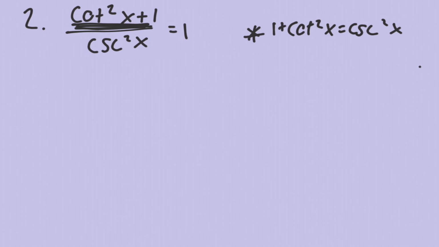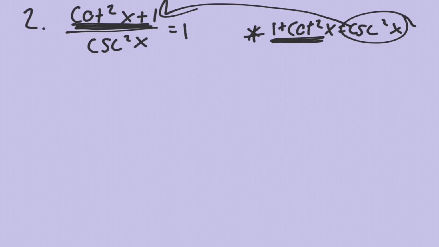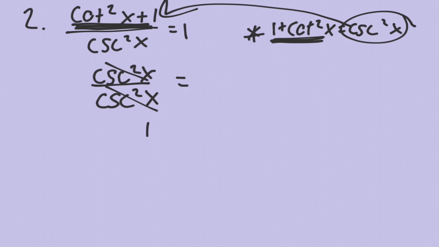So this is just side work. It matches what we already have. Both of them are a 1 plus cotangent squared. So instead of what we have in the problem, we can substitute a cosecant squared x in. And that's going to make our solving easier because now it's the same thing over the same thing, so they cancel and we get 1.